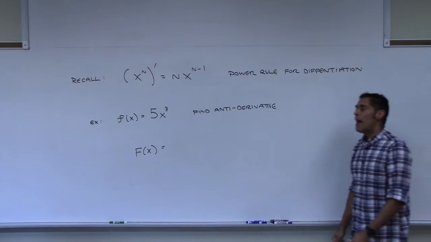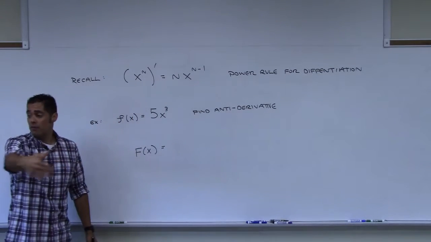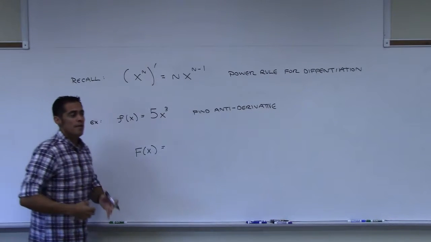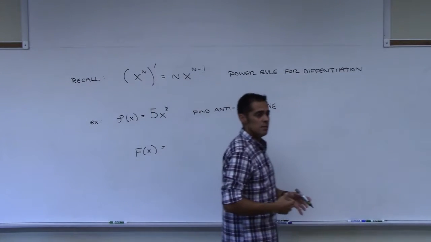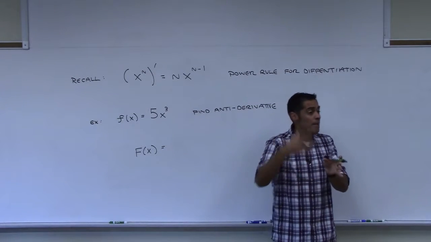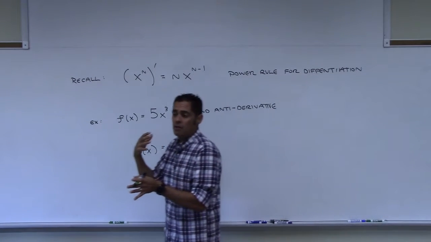So do you remember what happened when we took derivatives and we had constants out front? What did we do with them? If we had a constant, we brought them along for the ride, didn't we? So when we go backwards, we can also bring the constants along for the ride.